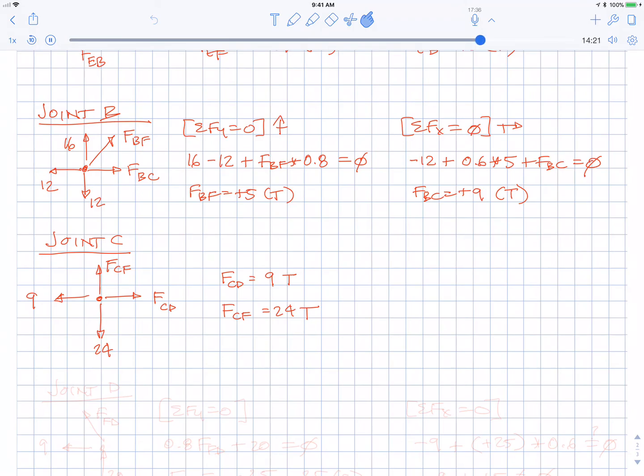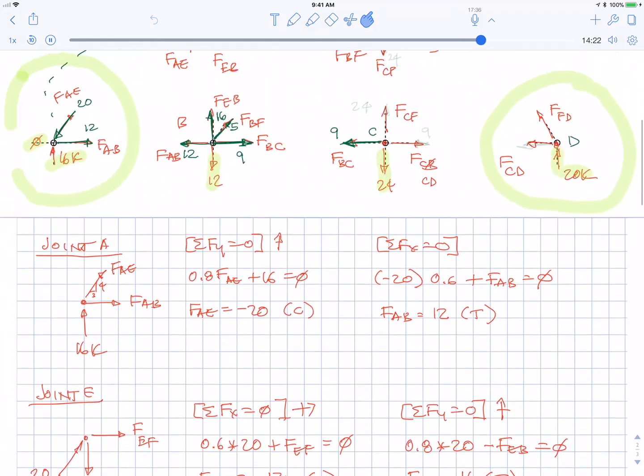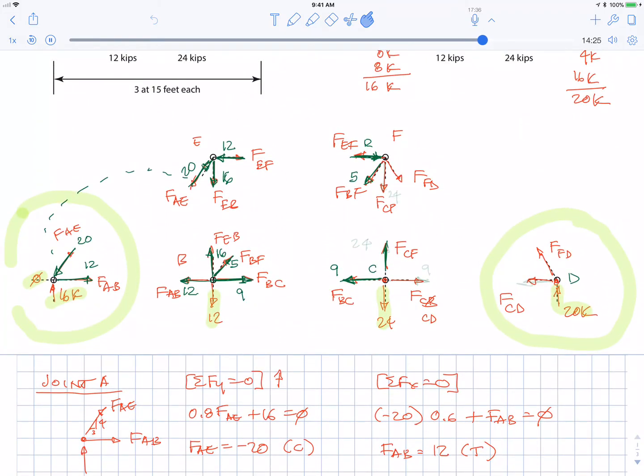I'm going to put those back up on our little score sheet. Okay, we got that FCF was 24, so I'm going to put the opposite there. And we got that FCD was 9, and I'm going to put the opposite there. Okay, we just have one last force to do, FFD. Why don't we do joint D, and then we'll do joint F just to double check. So let's do joint D next.